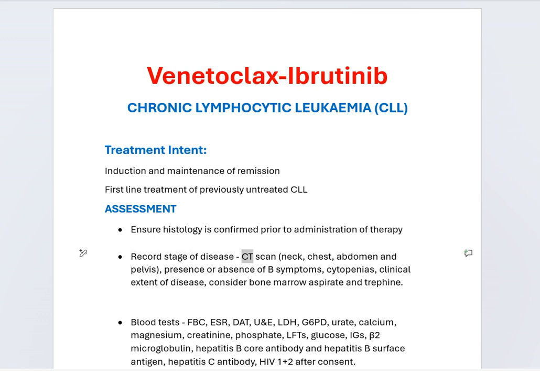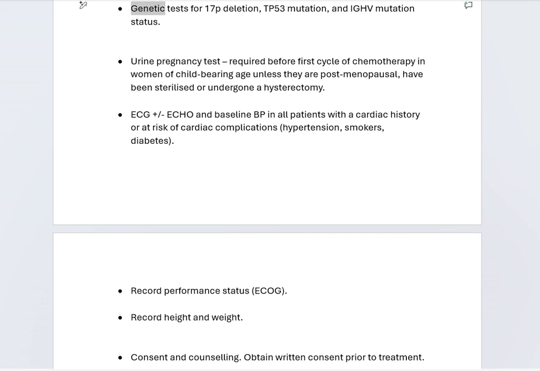Record stage of disease: CT scan of neck, chest, abdomen and pelvis, presence or absence of B symptoms, cytopenias, clinical extent of disease. Consider bone marrow aspirate and trephine. Blood tests: FBC, ESR, DAT, U&E, LDH, G6PD, urate, calcium, magnesium, creatinine, phosphate, LFTs, glucose, Igs, beta-2 microglobulin, hepatitis B core antibody and hepatitis B surface antigen, hepatitis C antibody, HIV 1 and 2 after consent. Genetic tests for 17p deletion, TP53 mutation, and IGHV mutation status.